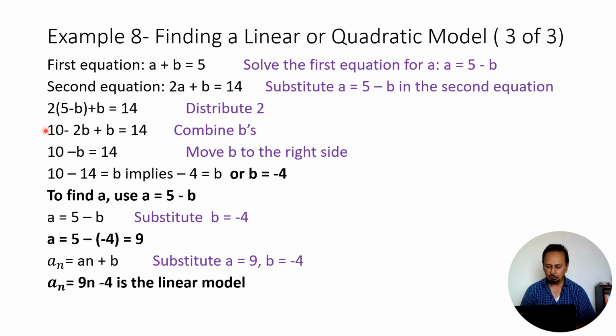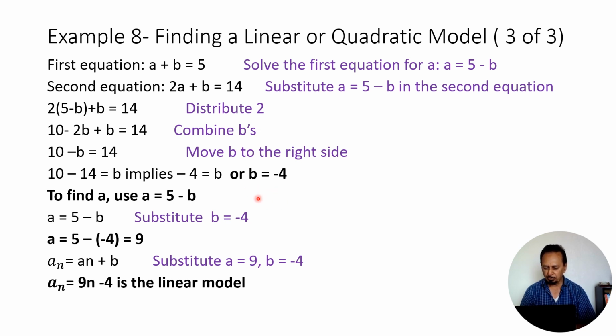Now we distribute 2, so it becomes 2 times 5 is 10 minus 2b plus b. Combine the b's, so it becomes 10 minus b equals 14. Since b is negative, we can move it to the right side and 14 to the left side. So it becomes 10 minus 14 equals positive b. 10 minus 14 is negative 4, so we have negative 4 equals b, or we can say b equals negative 4.